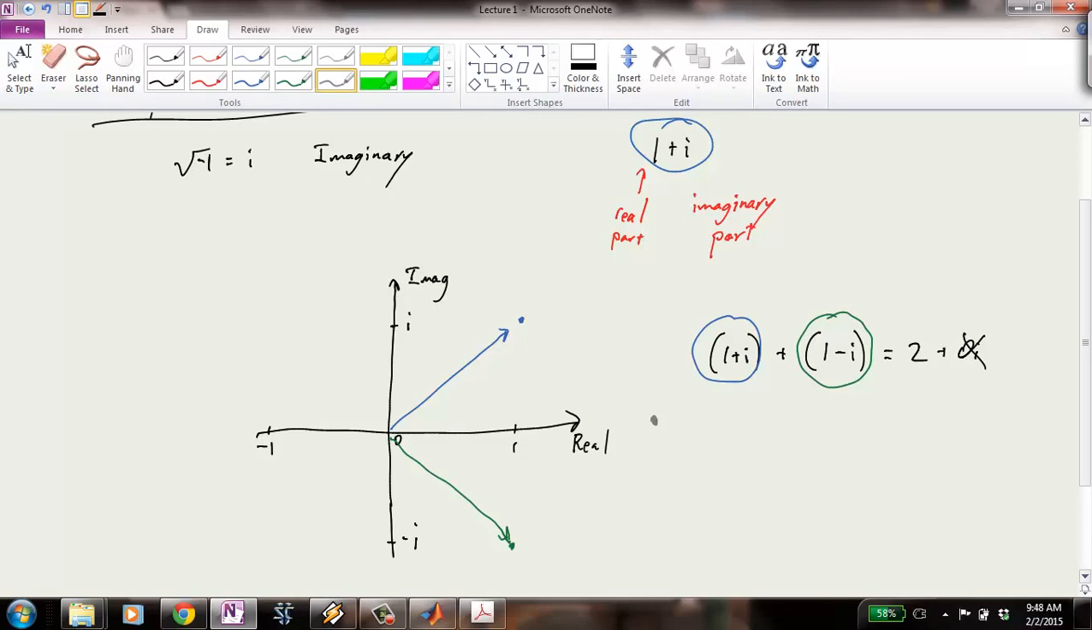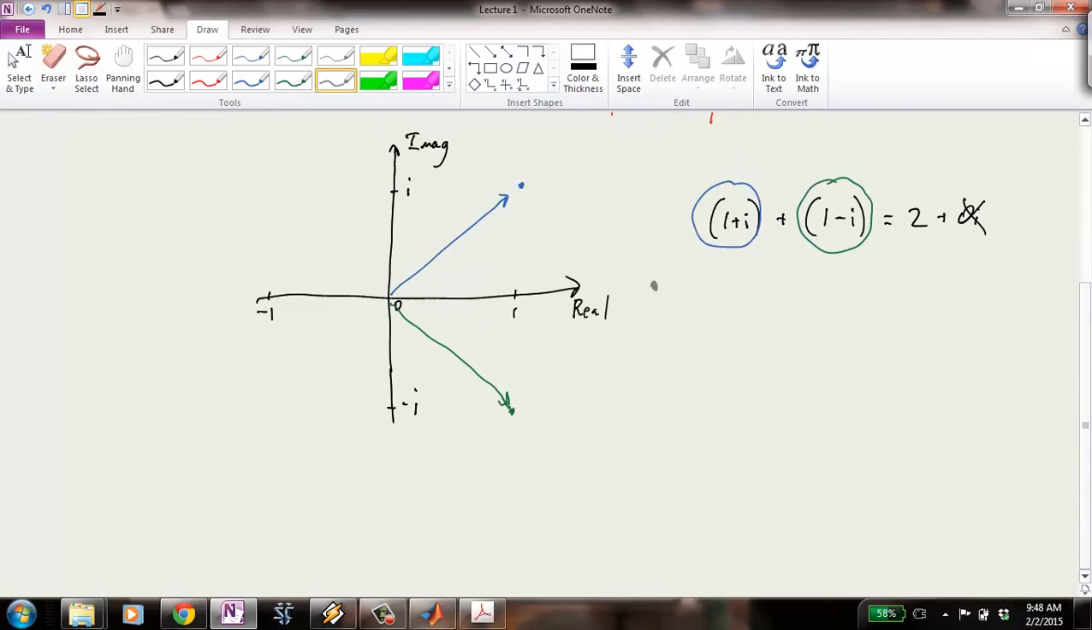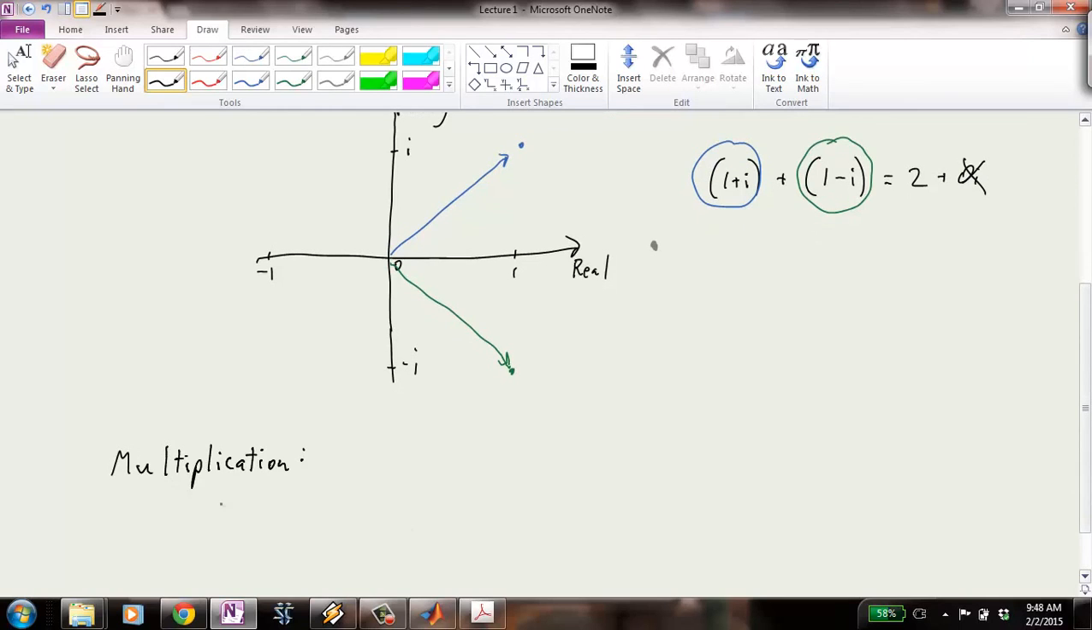Now, multiplication is where it gets interesting. It's also very nice and easy to understand, but if you start out by saying, well, multiplication, no one has to teach me multiplication because I know how to multiply binomials. Yeah, okay, let's say, here's an example. 2 plus 3i times -1 plus i. All right.